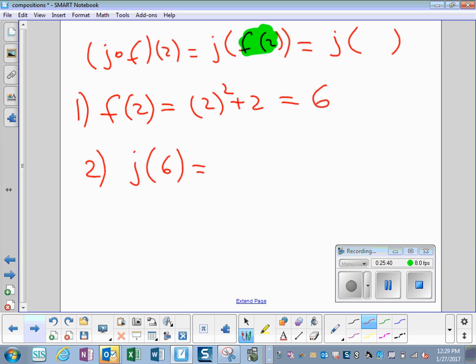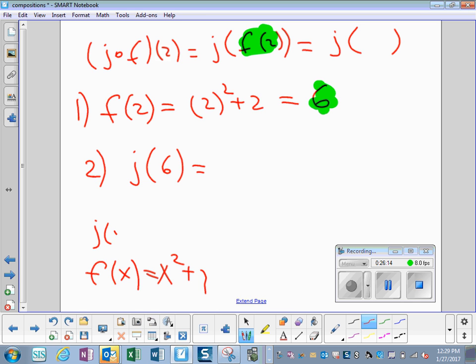So I'm rewriting what my f of x is, just x squared plus 2, on top of your page, right? So I'm evaluating this function for x equals 2 right here. So f of 2 is 6. Now I can use this 6 instead of my f of 2 as the new argument for my function j. And that will give me, hopefully, the same number. Let's just finish it. J of 6.